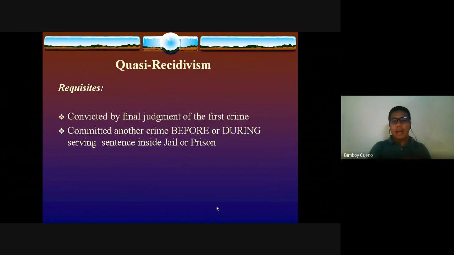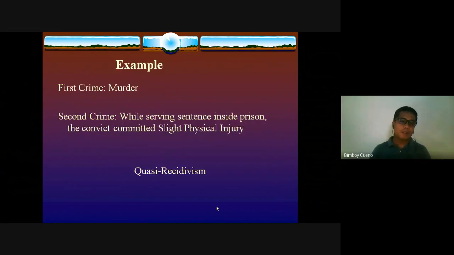In recidivism, the person committed the succeeding crime after serving the sentence. But in quasi-recidivism, before the person serves the sentence, or while the person is serving sentence inside jail or prison, he committed another offense or another crime, which will qualify him for quasi-recidivism. For example, if the first crime is murder, and while serving sentence inside prison the convict committed slight physical injury, in this case the person is a quasi-recidivist.